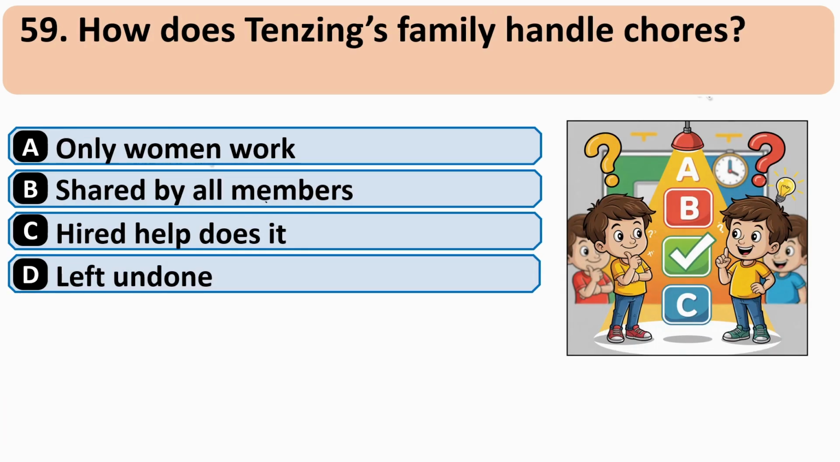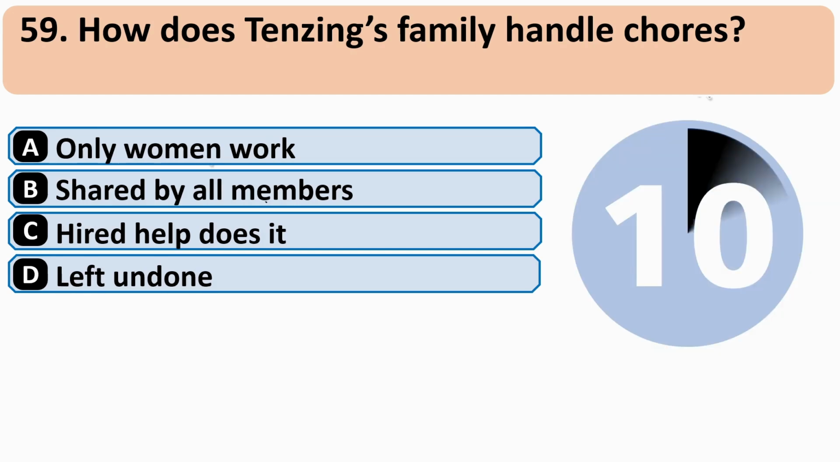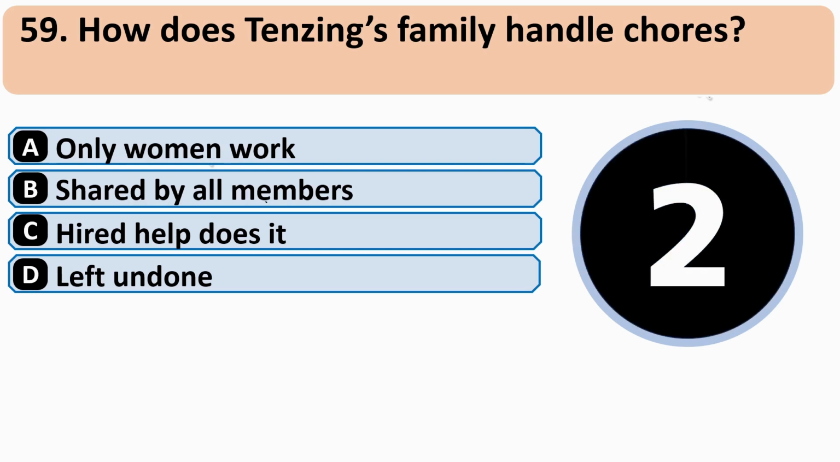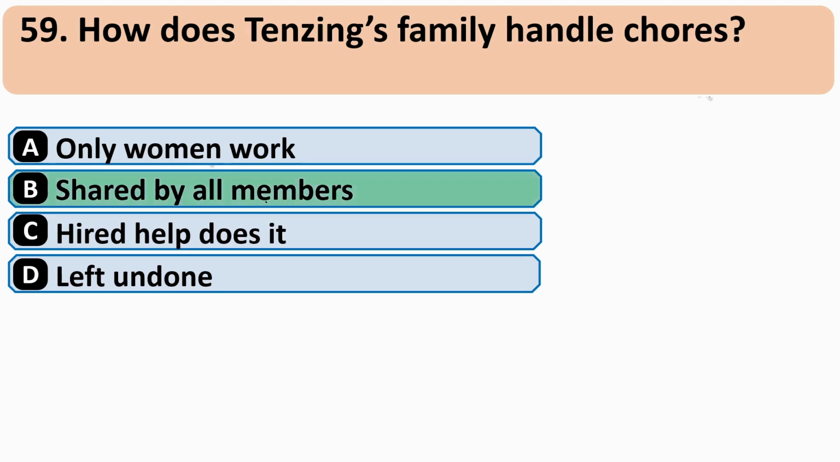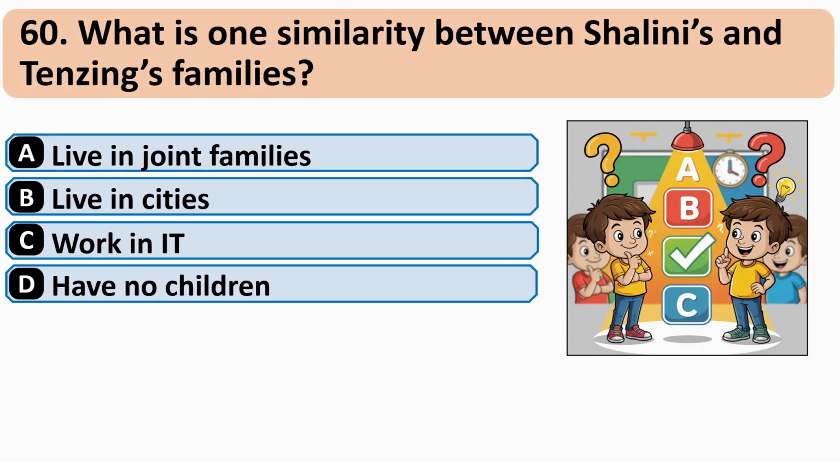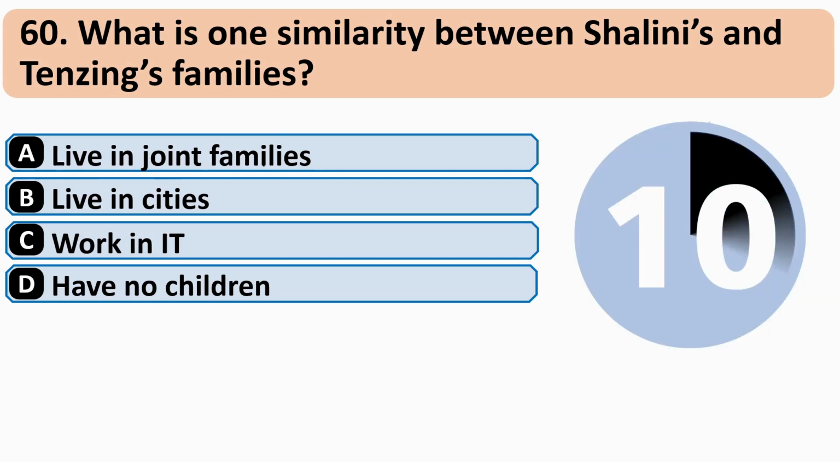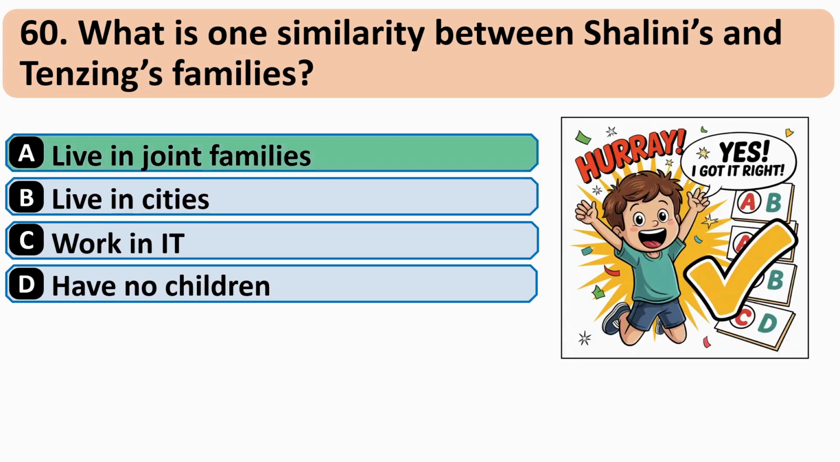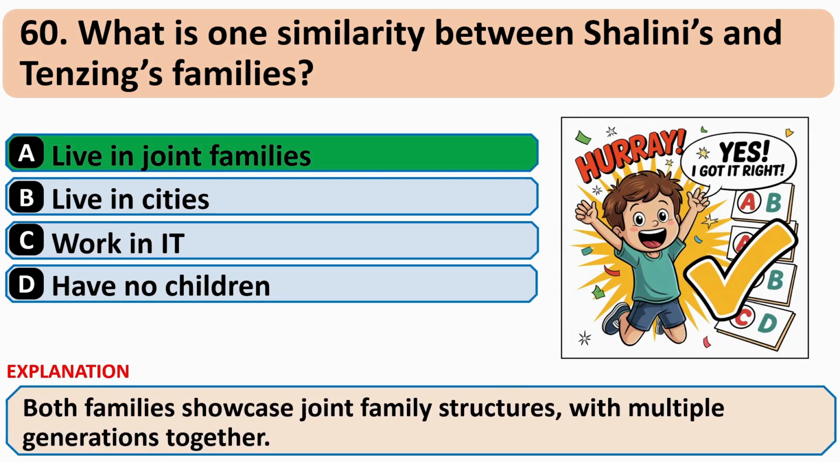How does Tenzing's family handle chores? And correct answer is B, shared by all members. What is one similarity between Shalini's and Tenzing's family? And correct answer is A, live in joint families.